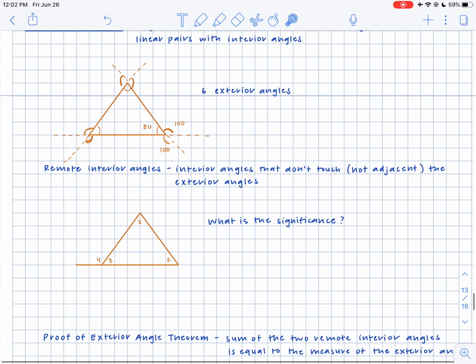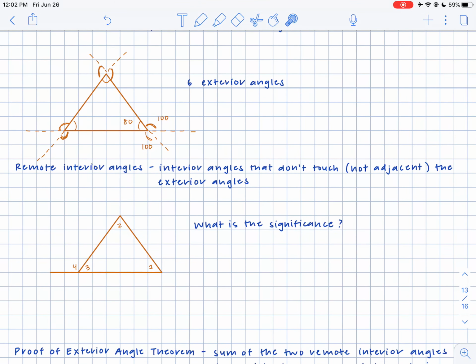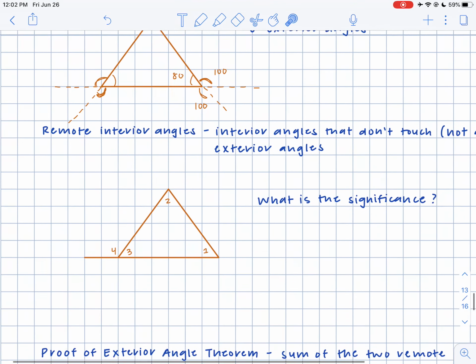Now, because of exterior angles, we also have remote interior angles. These are the interior angles that don't touch. That means they are not adjacent to the exterior angles.